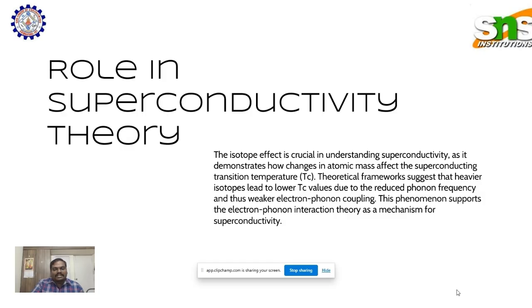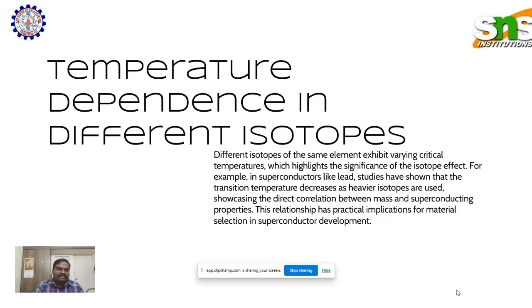Theoretical framework suggests that heavier isotopes lead to a lower critical temperature due to the reduced phonon frequency and weaker electron-phonon coupling. This phenomenon supports the electron-phonon interaction theory as a mechanism for superconductivity. In 1950, experiments showed that when lighter isotopes were used, the critical temperature increased. This was key evidence for the BCS theory of superconductivity.